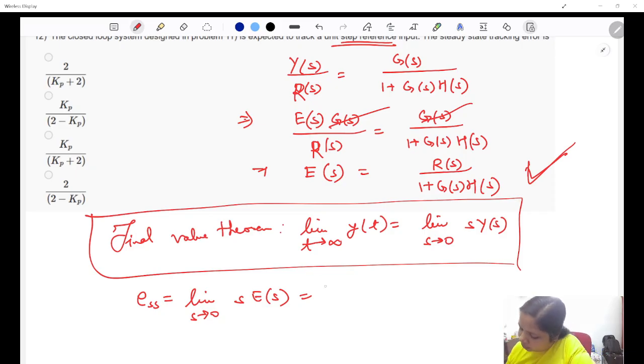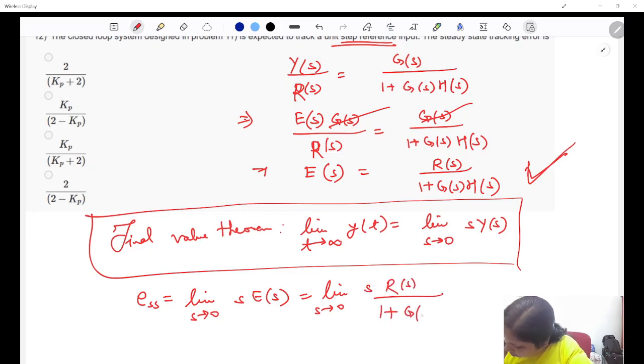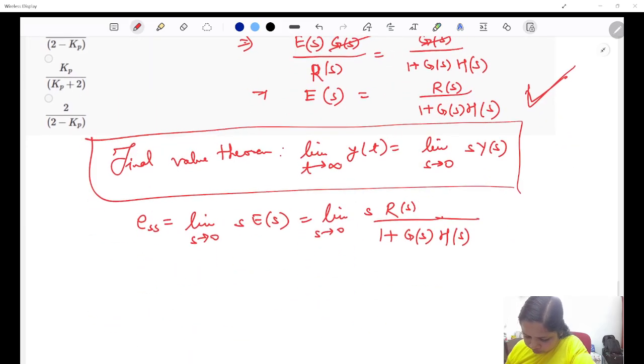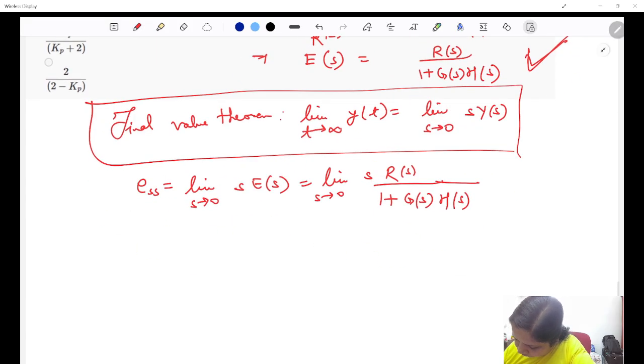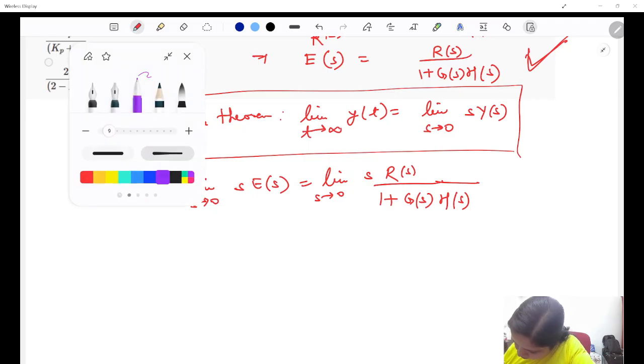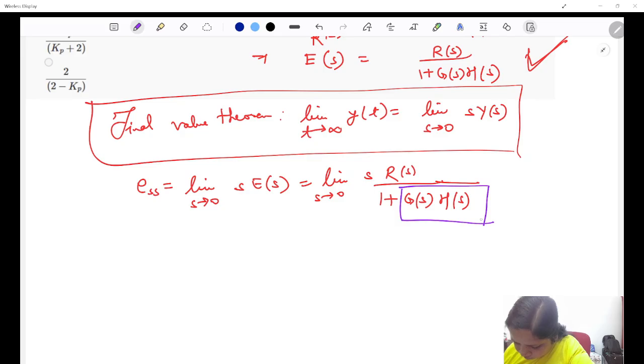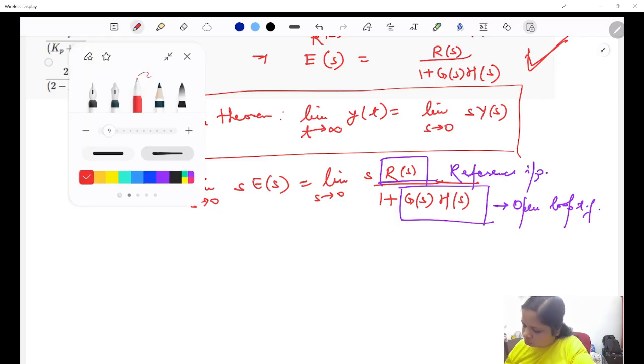Okay. From here you can write limit s tends to 0 sR(s) upon 1 plus G(s)H(s). Right. From here, what you can write? So what is this? This is open loop transfer function. What is this? This is reference input, right? So from here what we can write?